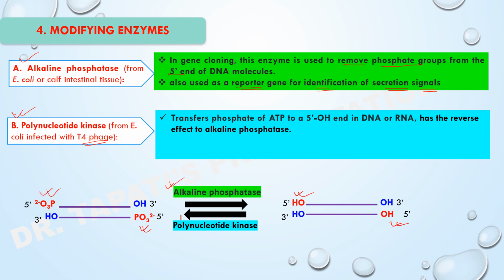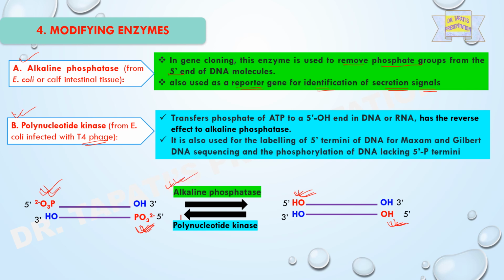In this figure, you can see that the 5' OH of DNA is converted to a 5' phosphate group by the action of polynucleotide kinase, which is just showing the opposite action of alkaline phosphatase. It is also used for the labeling of 5' termini of DNA for the Maxam-Gilbert DNA sequencing method and phosphorylation of DNA lacking 5' phosphate termini.